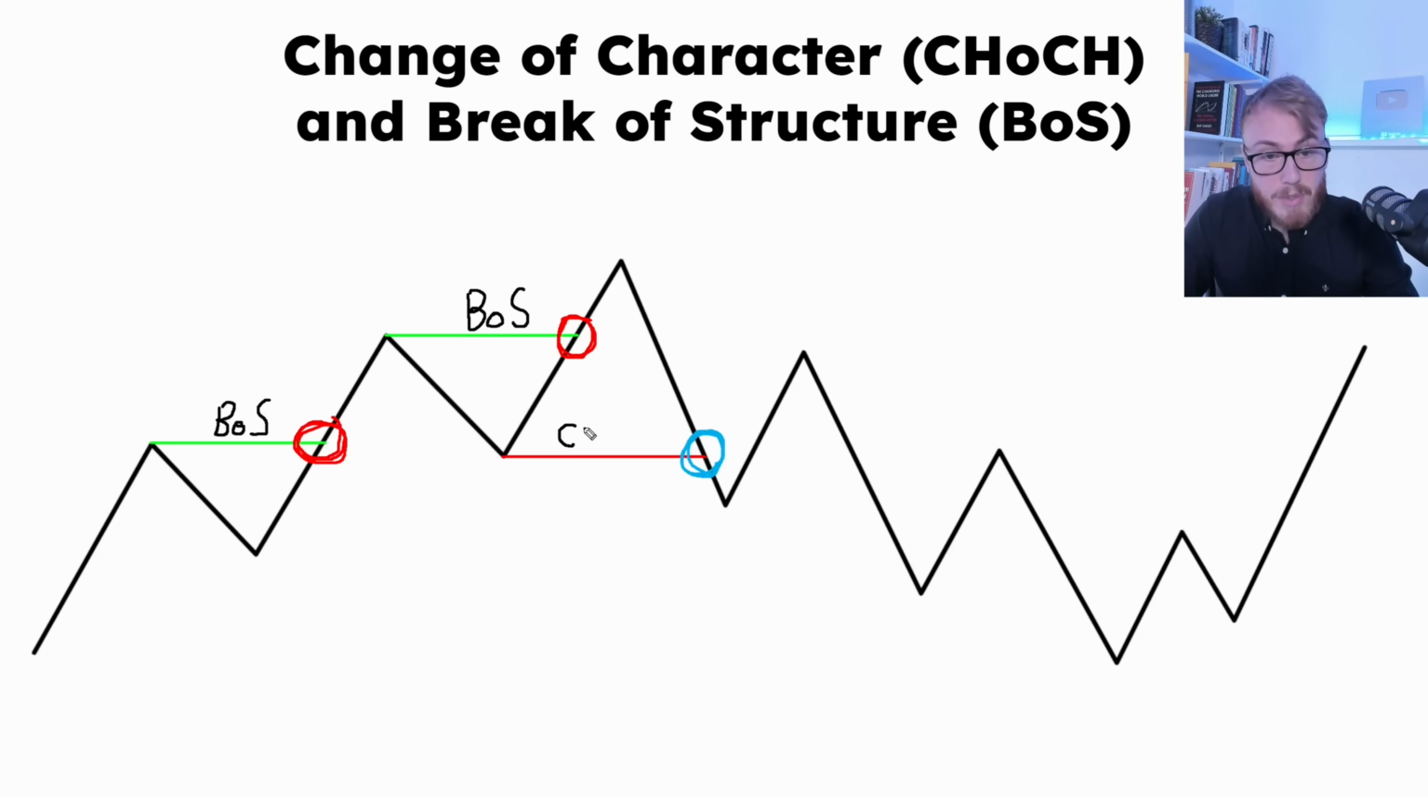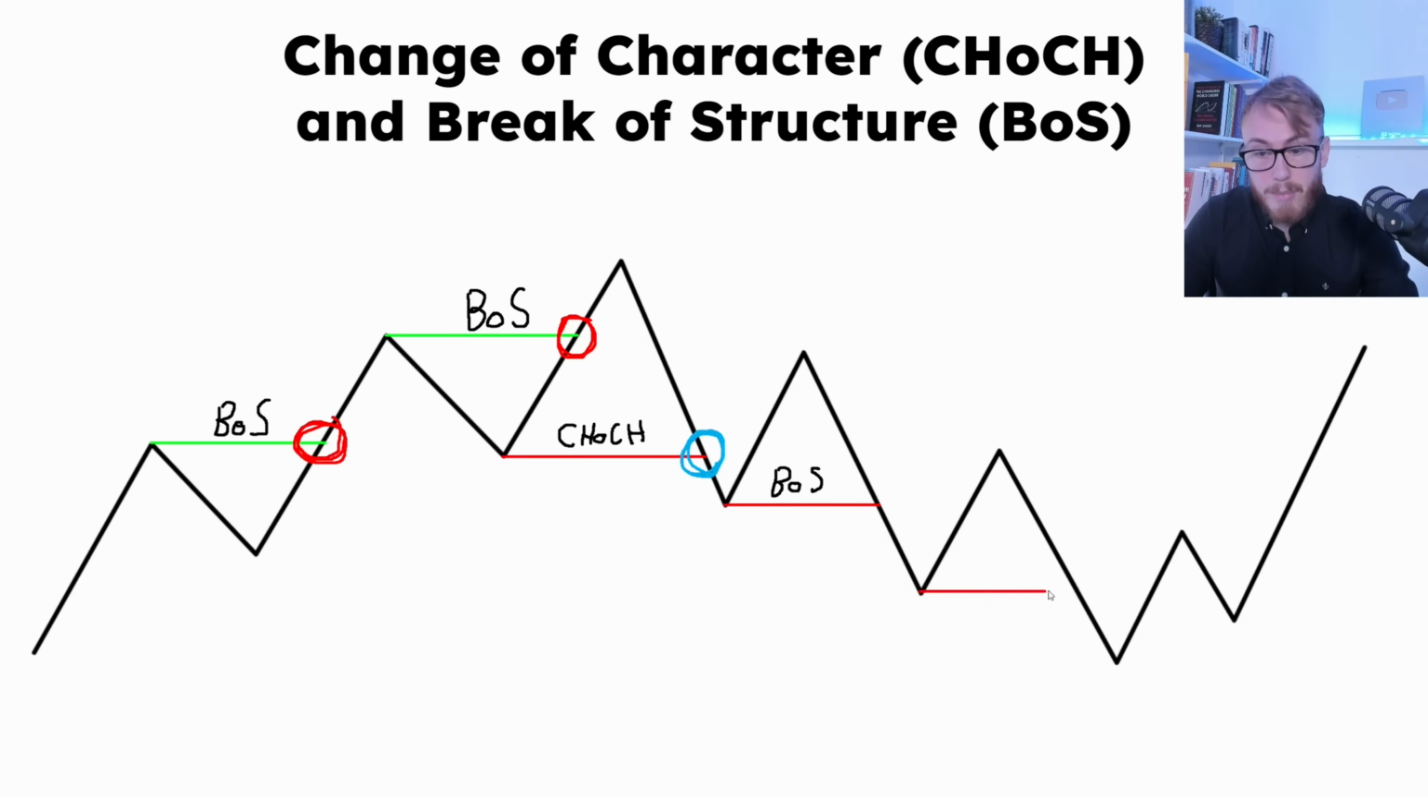So this right here is what we refer to as a change of character. And since we break to the downside, this is what is called a bearish change of character. But what about this break right here? Well, now we are in a downtrend, and when the price breaks to a new low in a downtrend, remember what we have? Well, this is a break of structure, right? In this case, it's a bearish break of structure because we are in a downtrend.